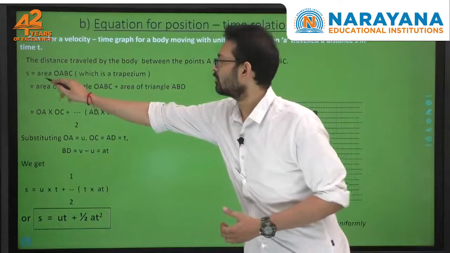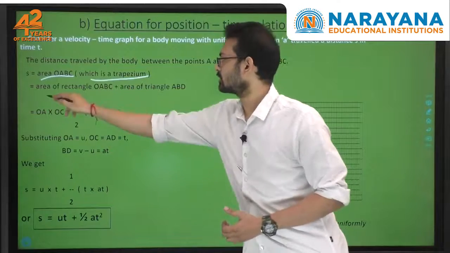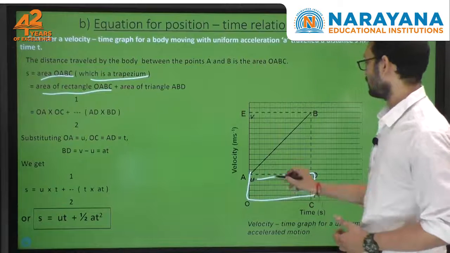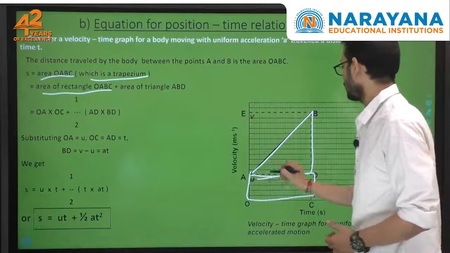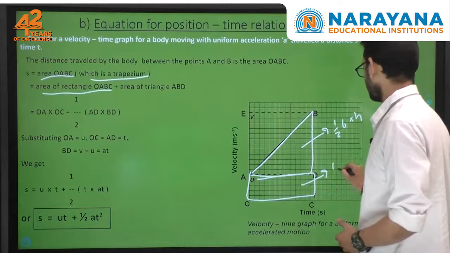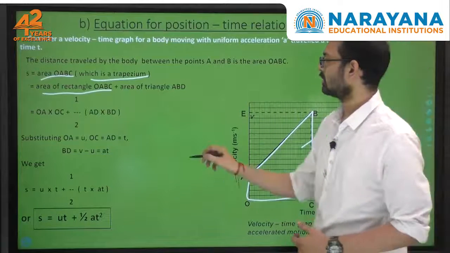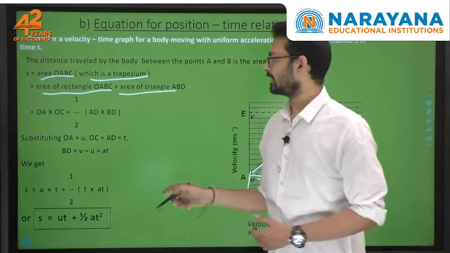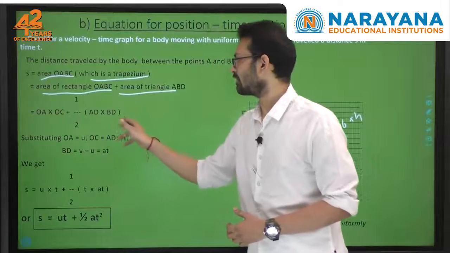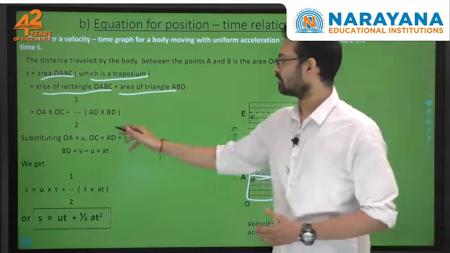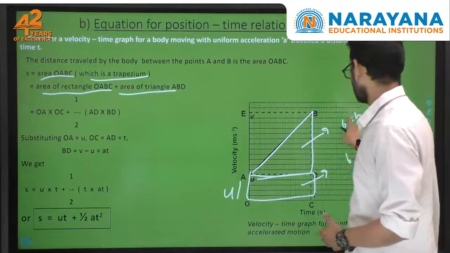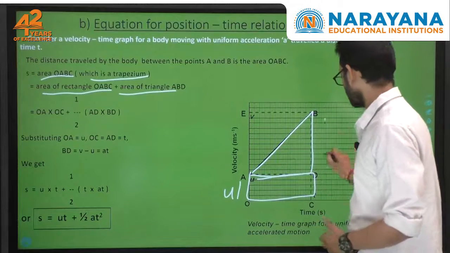Now s equals the area of OABC, which is a trapezium. It is made of a rectangle, and another one is a triangle. The triangle's area is half base into height, and the rectangle's is length into breadth. You can find both areas. The area of the rectangle is OA into OC, plus half AD into BD. Now substitute: OA is nothing but U, which we already know, and this thing over here is V.